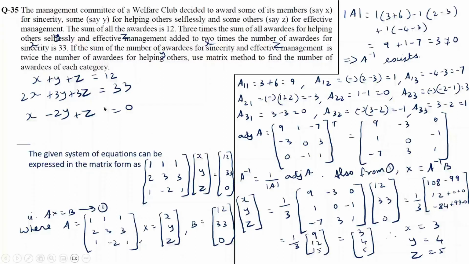Now, writing the given system of equations in matrix form carries 1 mark, and then finding the determinant of A carries half mark, and then finding the adjoint of A carries 2.5 marks, and then the remaining steps and the final answer all carry 1 mark. A total of 5 marks for this question.